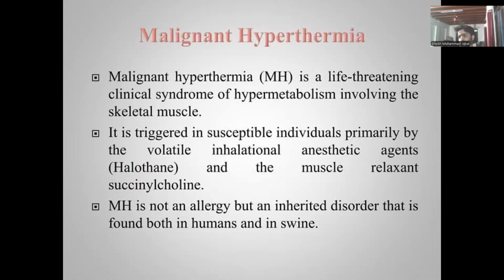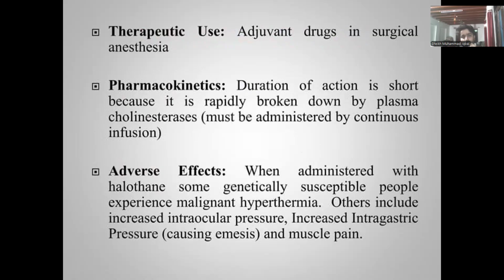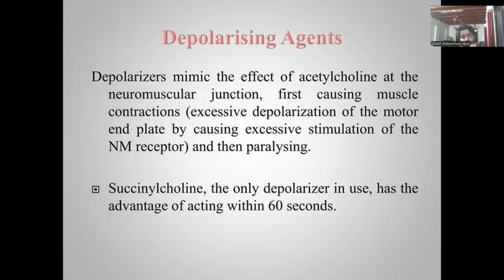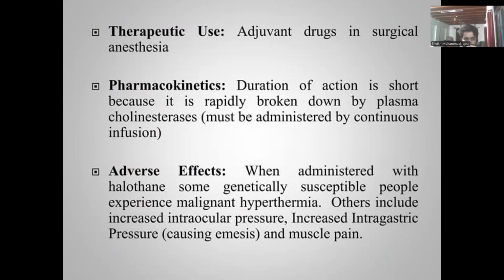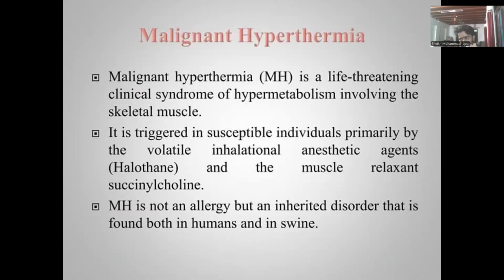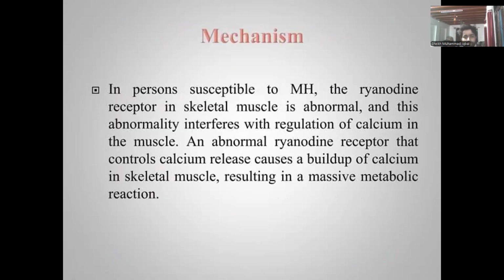There is hypermetabolism, including in the skeletal muscle. It happens when we use halothane with a skeletal muscle relaxant like succinylcholine, a depolarizing neuromuscular blocker. It's not usually an allergy. It is talked about as allergy in usual clinical practice, but it is more or less an inherited disorder in humans and in pigs. So this is the mechanism, but I don't think it's pertinent to go into it here.